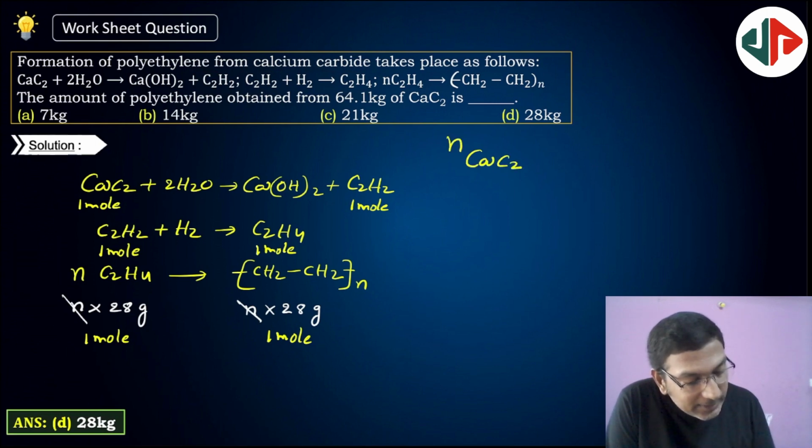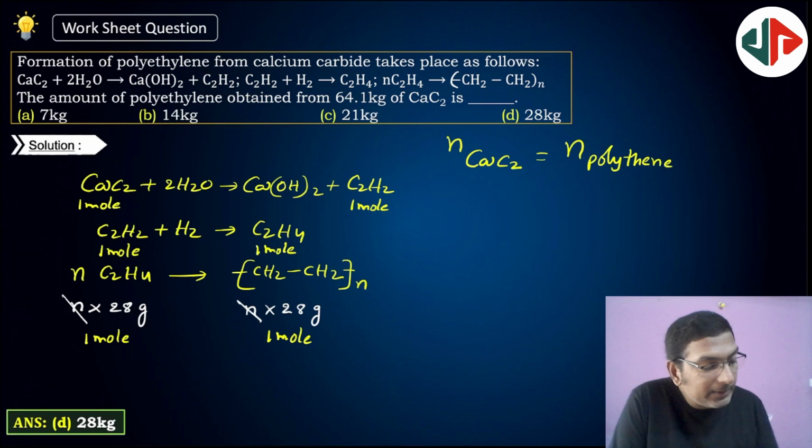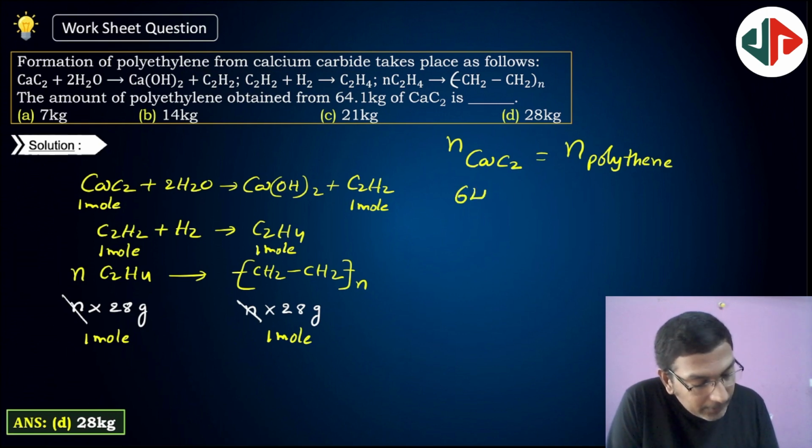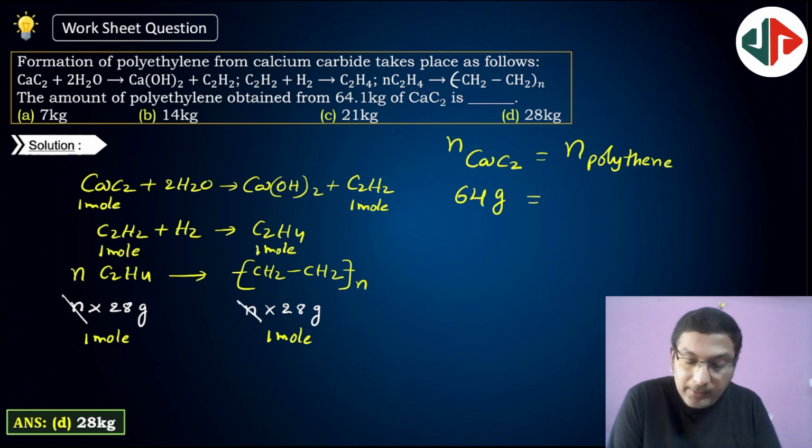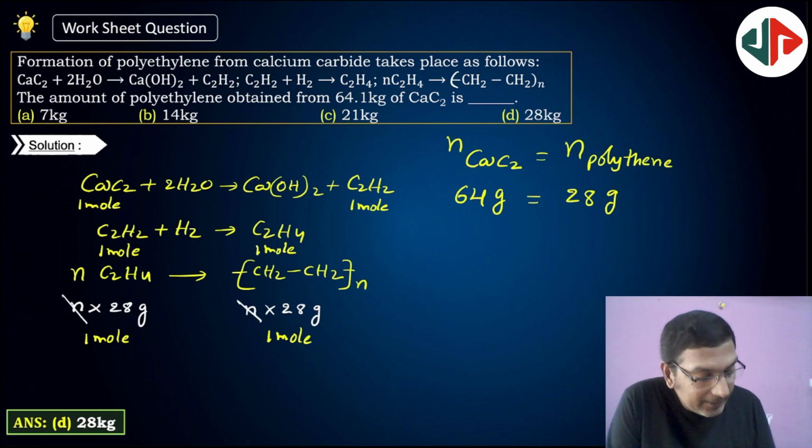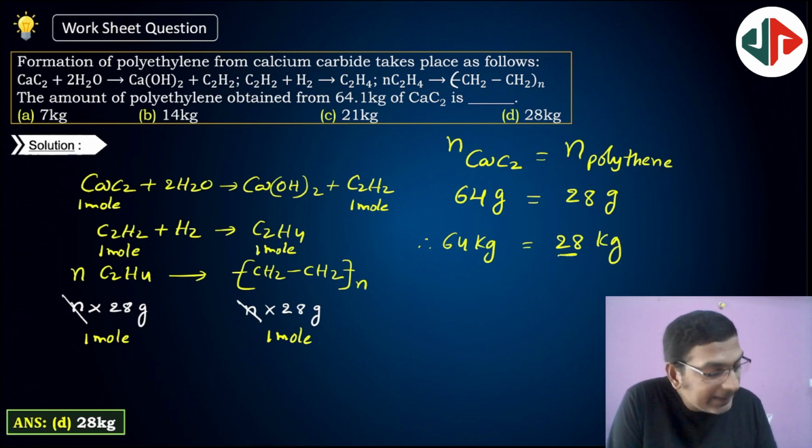Therefore, number of moles of CaC2 equals number of moles of polyethylene. CaC2 molecular weight is 64. So 64 grams will give 28 grams. Therefore 64 kg will give 28 kg. 28 is the answer, option D.